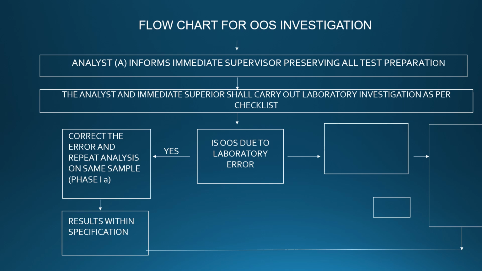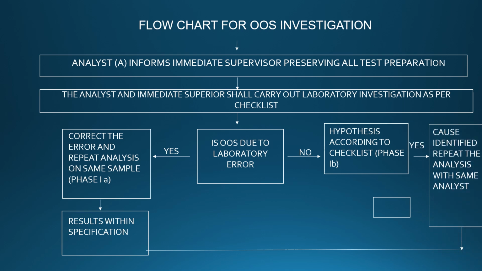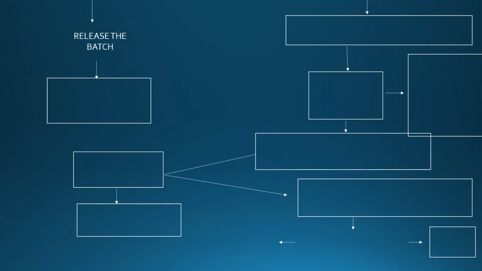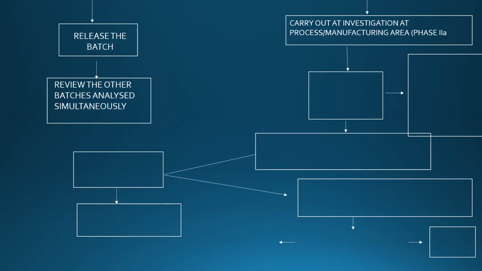Is the OOS due to laboratory error? If the answer is no, then a hypothesis study according to the checklist shall be performed. This will be phase 1B. If the cause is identified during the hypothesis study, repeat the analysis with the same analyst. If no cause is identified during the hypothesis studies, then carry out the investigation at the manufacturing stage. This will be phase 2.